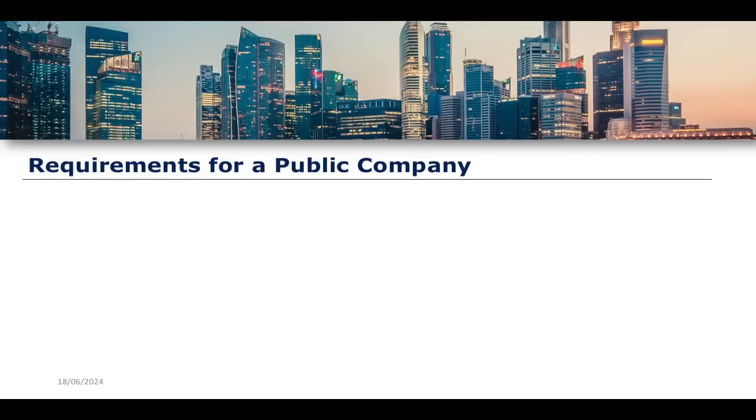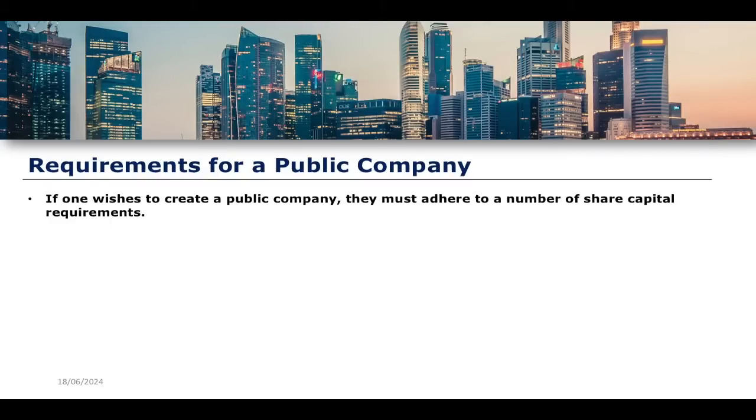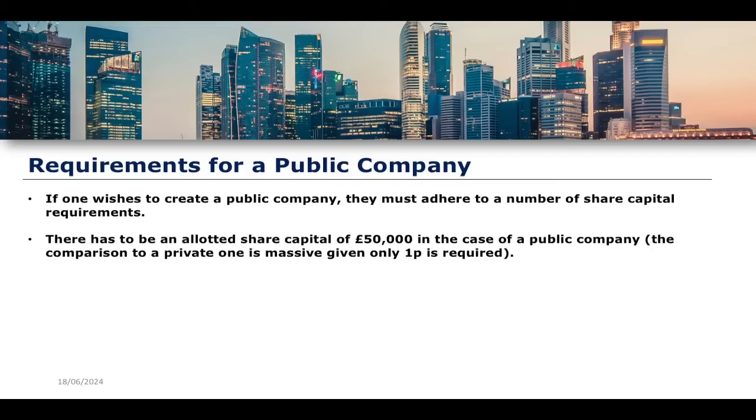The requirements for a public company, then, are a little bit more complicated. When one wishes to create a public company, they must adhere to a number of share capital requirements. There has to be an allotted share capital of at least £50,000 in the case of a public company. You can contrast this, for example, with a private company in which the only requirement for share capital is that there is some value that can be measured in money, which means that you could theoretically have 1 penny being a share capital requirement and establishment for a private company.